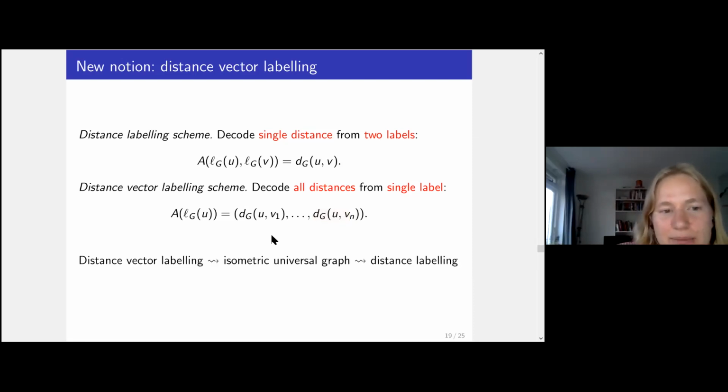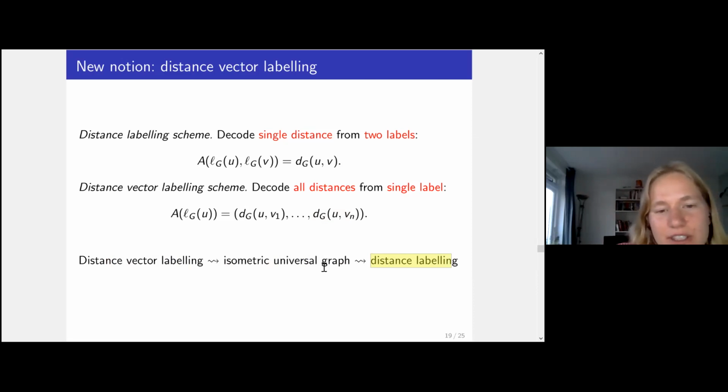As I said before, we have this implication. The distance vector labeling is enough to get our isometric universal graph. And this isometric universal graph does give us a distance labeling scheme. But the other direction doesn't work from the existing notion to this one.